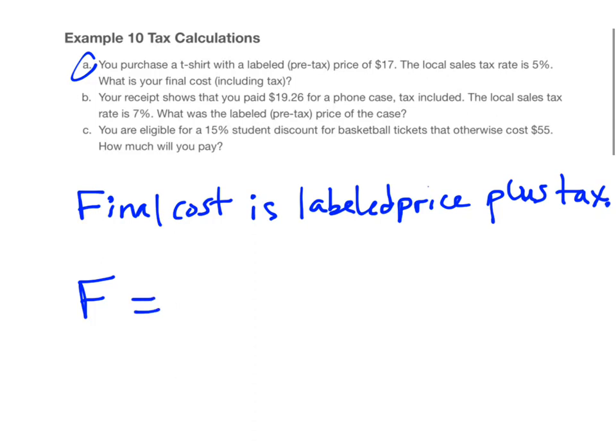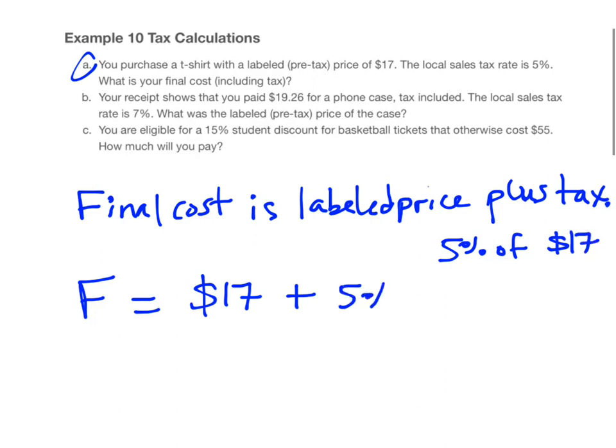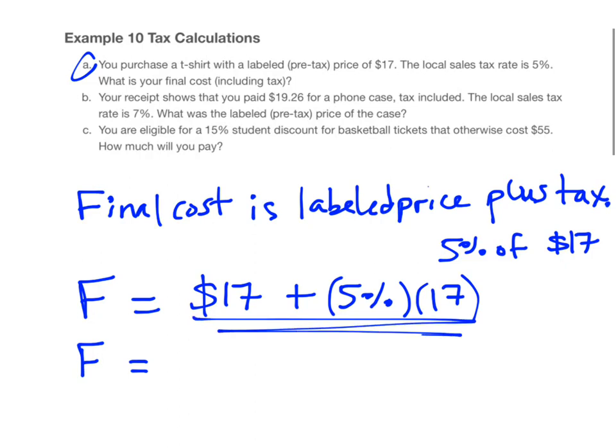Is means equals. The labeled price, well, we know that that was $17. And then plus tax, so we need to add in the tax. Well, what is the tax? The tax is 5% of the pre-tax price. And of means multiply, so we need 5% of $17, or 5% times $17. And then this gives us an equation to solve. So the unknown is by itself, so we really just need to do the arithmetic on the right side of the equation to figure out the final cost.